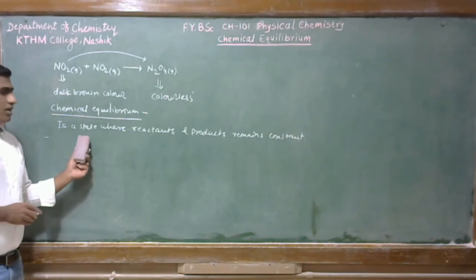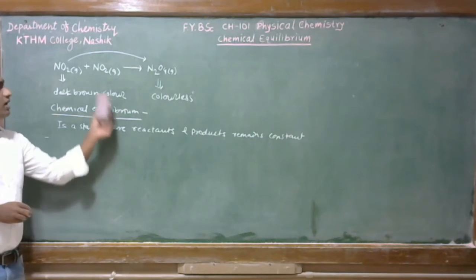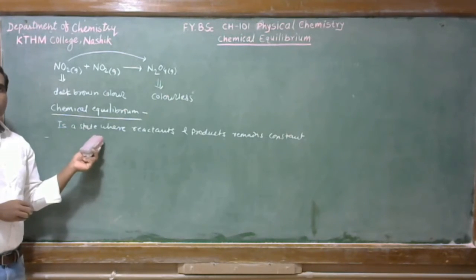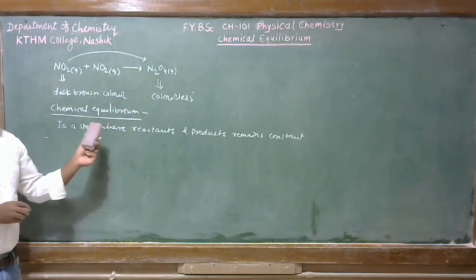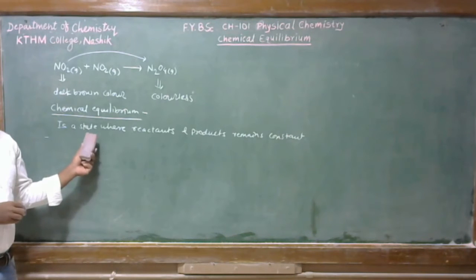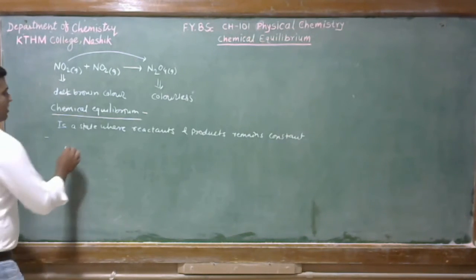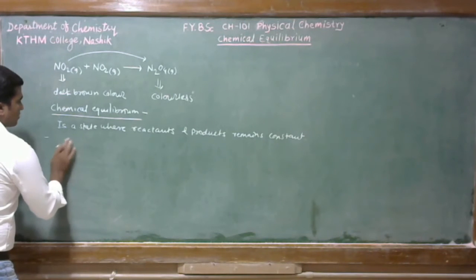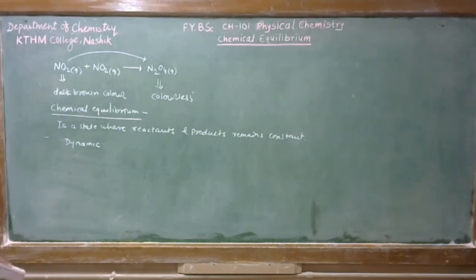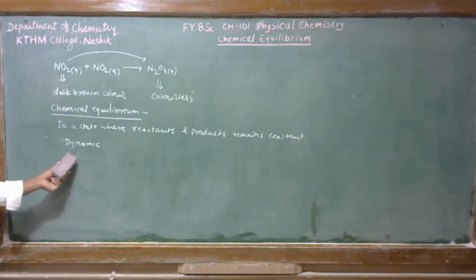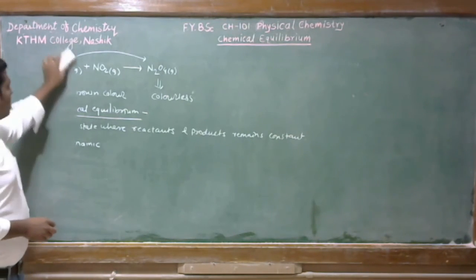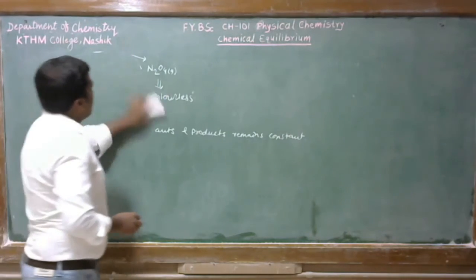The rate of forward reaction and the rate of backward reaction are equal. That is, we can say that the chemical equilibrium is not static but it is dynamic. So chemical equilibrium is dynamic. Okay, so this is an example of chemical equilibrium. Let's see another example related to chemical equilibrium.